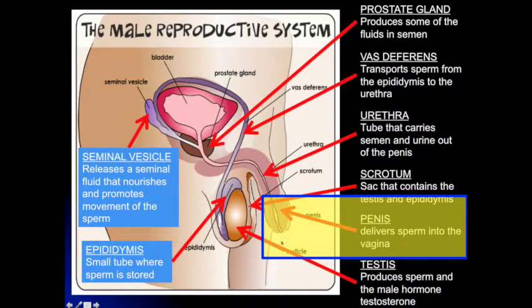So the sperm produced by the testes is stored in the epididymis. It travels through the vas deferens, collects seminal fluid from the seminal vesicle and prostate gland, and then it goes to the urethra where it is released through the penis. Now, how does it transfer? As I said, through sexual intercourse.